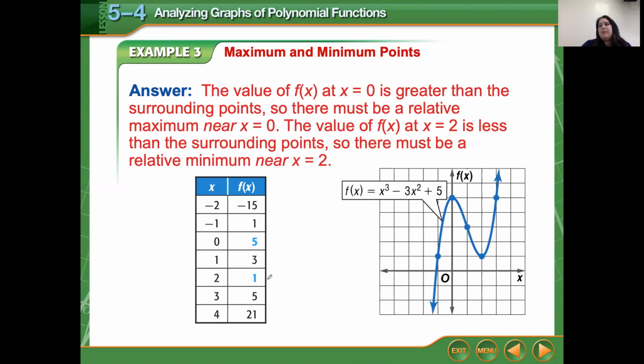So since the value f of x at x equals 0 is greater than the surrounding points, there must be a relative max near x equals 0. And the value at x equals 2 is less than the surrounding points, so there must be a minimum near x equals 2. Now, they're not saying that's exactly where it is, but generally that area is what they're looking for.